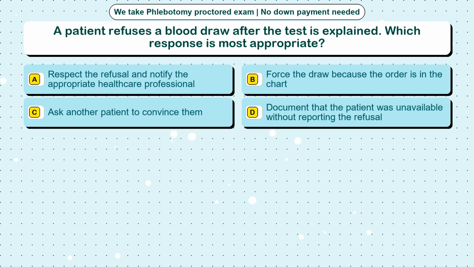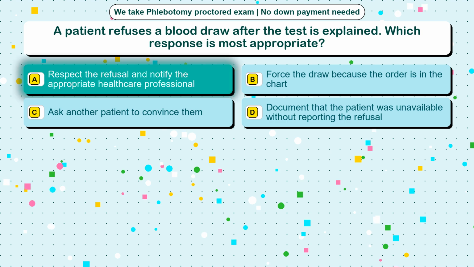Question 34. A patient refuses a blood draw after the test is explained. Which response is most appropriate? Option A. Respect the refusal and notify the appropriate healthcare professional. Option B. Force the draw because the order is in the chart. Option C. Ask another patient to convince them. Option D. Document that the patient was unavailable without reporting the refusal. The correct answer is option A.